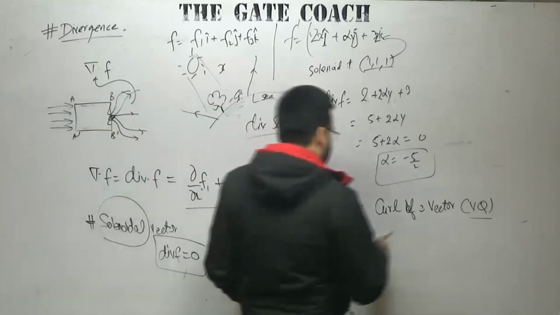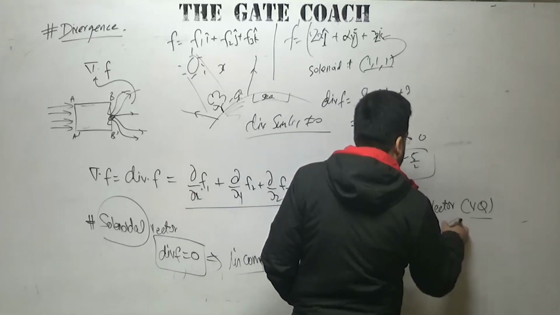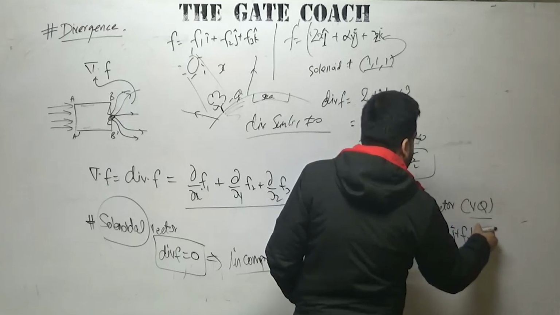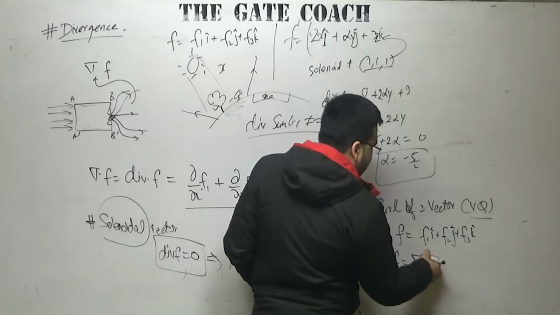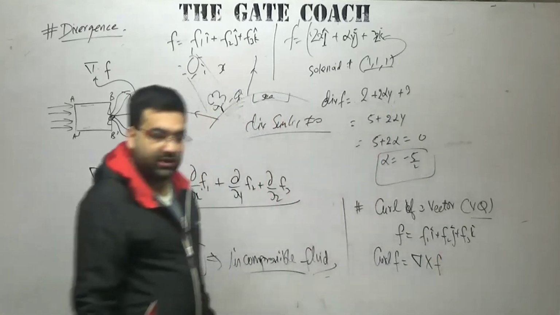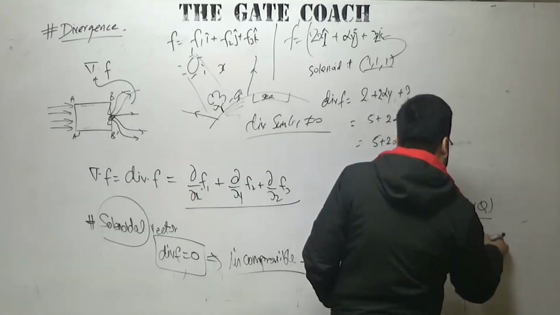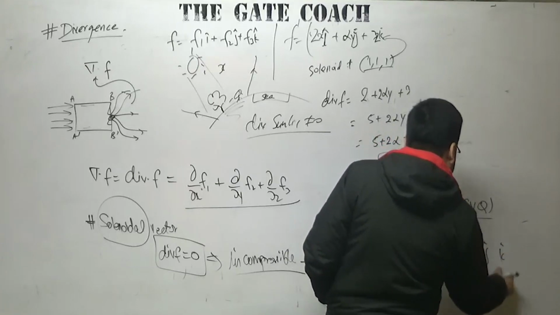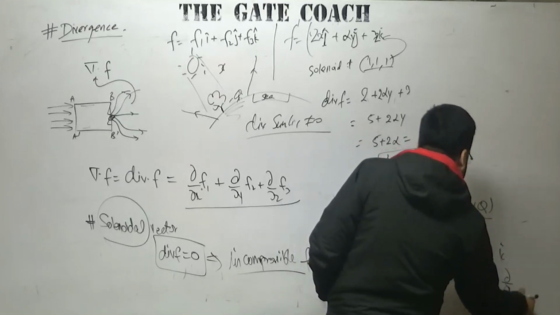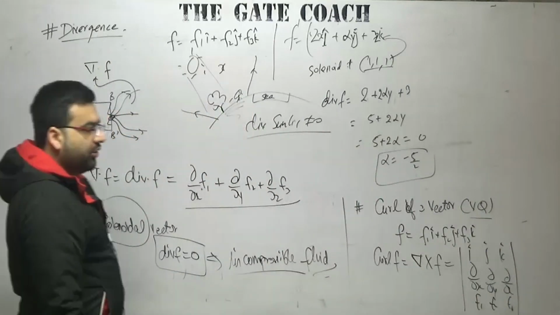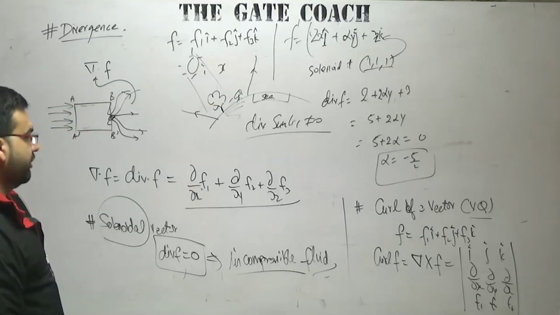Curl, basically, what is the mathematical expression of curl? Let us say that f is a function, given by f1 i cap plus f2 j cap plus f3 k cap. Then the curl of f will be represented by del cross f, and it will be equal to the determinant with i cap, j cap, k cap, dou by dou x, dou by dou y, dou by dou z, f1, f2, f3. So this is the value of the curl of f. That is how we calculate the curl of f.